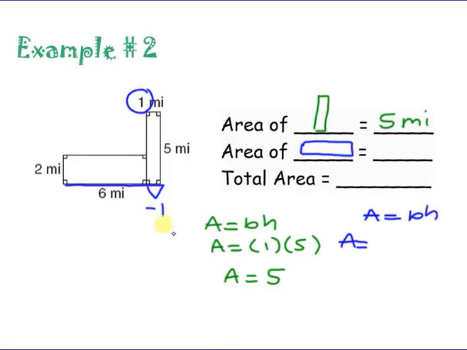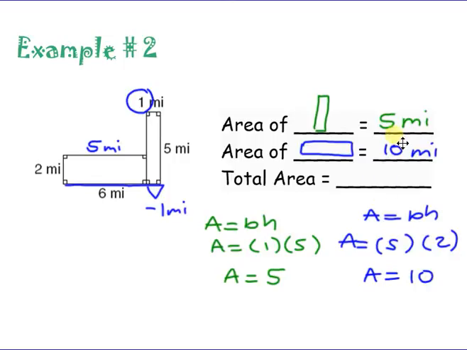So we need to subtract 1 mile from this. So 6 minus 1 is 5. So the base of this rectangle is 5 miles. And then the height of this rectangle is 2 miles. So area equals 5 times 2 is 10. Now we need to add up the two areas. So 5 miles, oops, I'm sorry, I forgot my squared on both of these. 5 miles squared plus 10 miles squared is going to be 15 miles squared as your final answer.